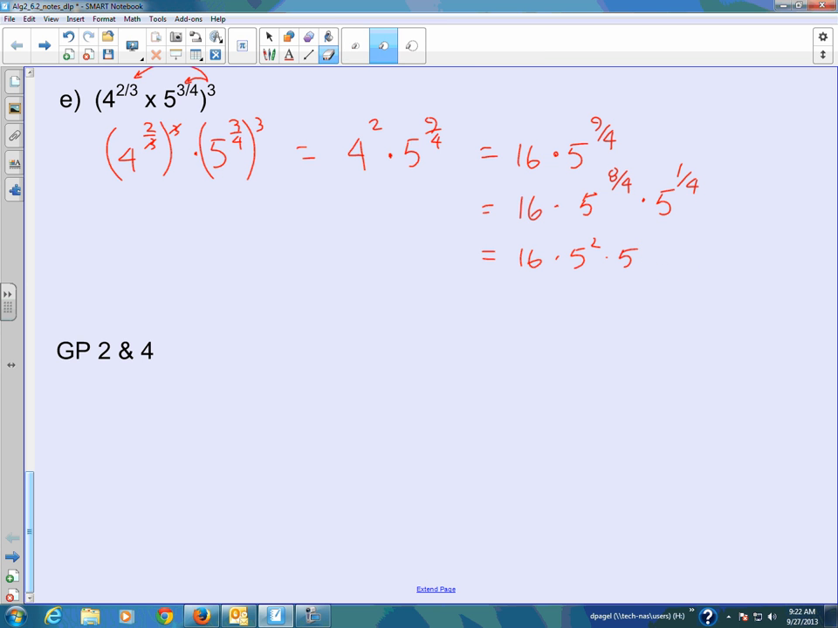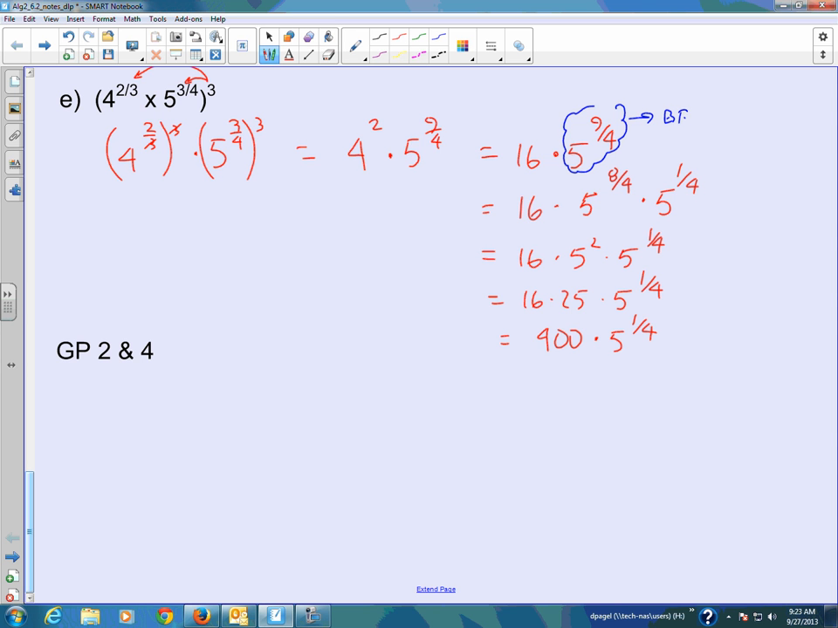And that 5 squared becomes our 25. So 16 times 25 times 5 to the 1/4, and 16 and 25 becomes 400, and we get that: 400 times 5 to the 1/4 power. So whenever we have these improper fractions, break them up into whole parts and fractional.